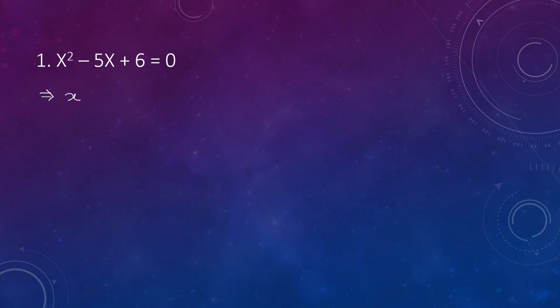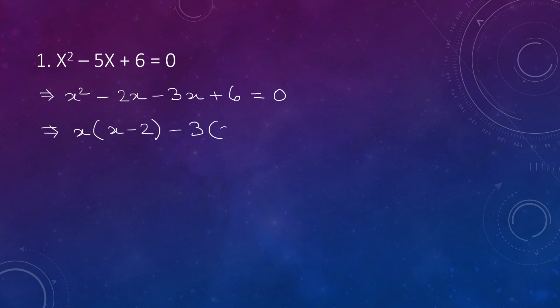So we break it down like this: x squared minus 2x minus 3x plus 6 equals 0. Now what is common between x squared and minus 2x? Definitely it's going to be x. So we take x common and we have remaining x minus 2. And in the second part we should also get x minus 2. So the only way we can do that is minus 3 times x minus 2 is equal to 0.